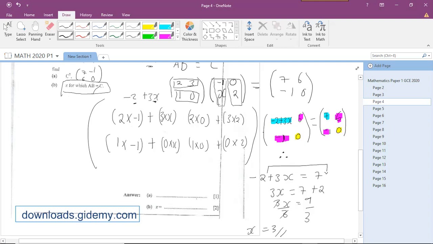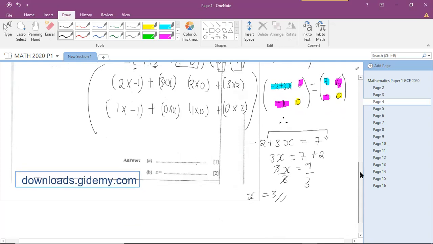So this matrix here is the product, and it's exactly identical as matrix C, which is 7, 6, -1, 0. So these elements have to correspond. This 6 corresponds to that 6. This 0 corresponds to this 0. This -1 corresponds to this -1. Meaning this algebraic equation here, -2 plus 3x, has to correspond to this element 7. So because of this, we can make an algebraic equation.